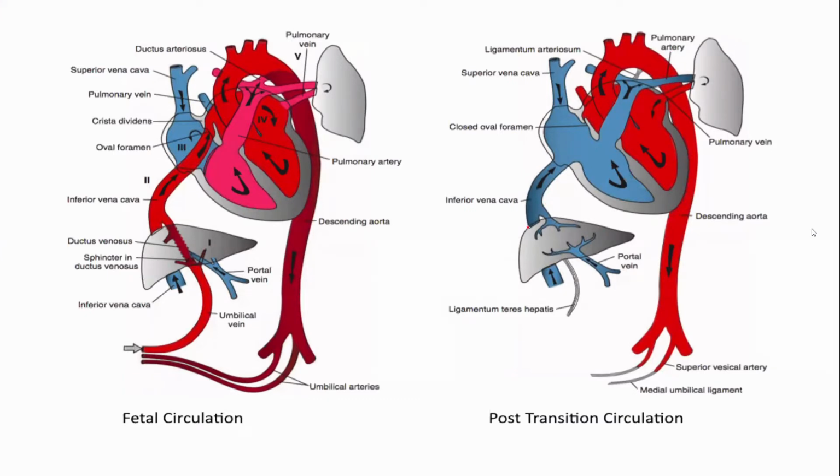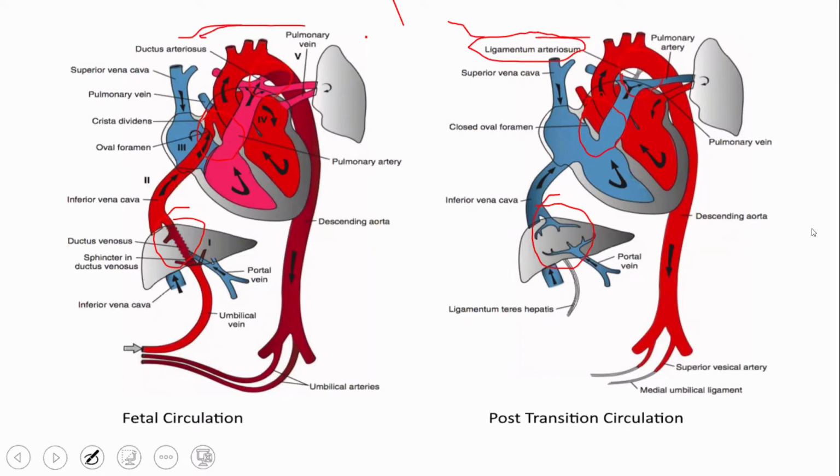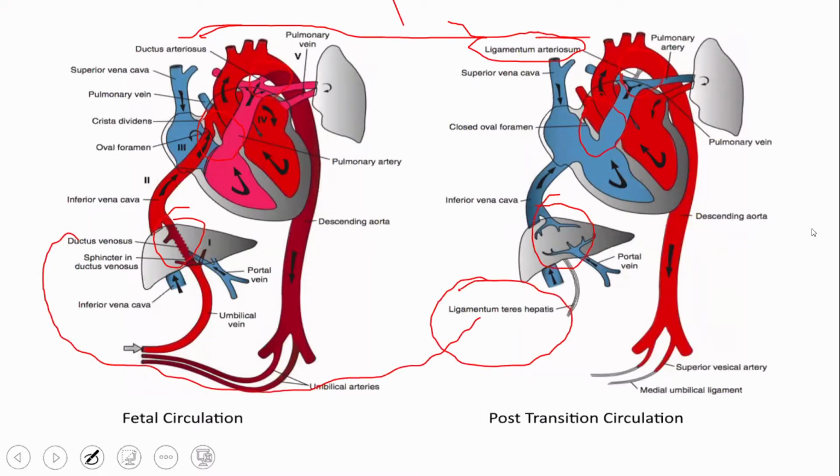So what happens? Ductus venosus close huncha, foramen ovale, ductus arteriosus close huncha. Ductus venosus, so this is closed. Foramen ovale is closed, and ductus arteriosus is closed. Okay, so you have ligamentum arteriosum for ductus arteriosus. Ductus arteriosus will change into ligamentum arteriosum. Ductus venosus will change into ligamentum teres hepatis, okay, and foramen ovale will be closed foramen ovale. So you have closed foramen ovale, okay.